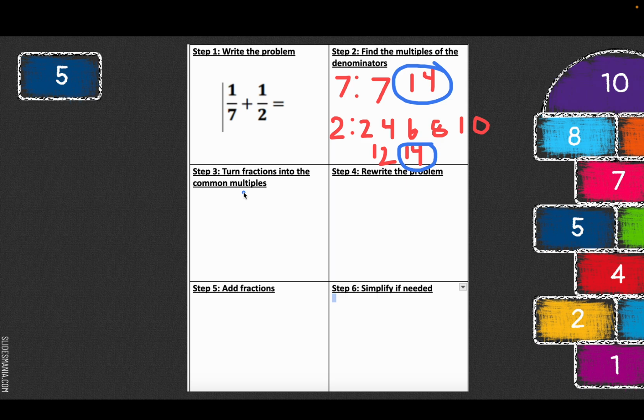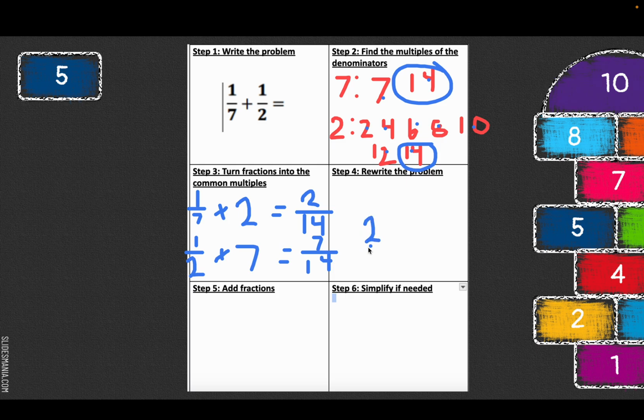Now we're turning our fractions into common multiples. So we're going to take 1/7 times what is going to equal 14. Well, 7 times blank equals 14. Well, that should have been 2 because you had 2 up here. And then 1 times 2 is 2. Now change 1/2 into 14ths. Well, how do I change 2 into 14 is the question. Well, if I skip count 1, 2, 3, 4, 5, 6, 7 times, that should be 14. And 1 times 7 is 7.